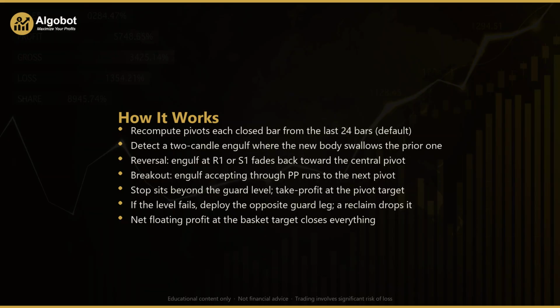If price later reclaims the level in the base trade's favor, the guard is dropped, and the base is left to recover. Finally, money management sits above everything. Whenever any position is open, the strategy tracks net floating profit and loss across all legs. If that reaches the basket profit target, it closes everything at once. If it falls to the basket loss limit, it flattens completely. The total risk is always defined.